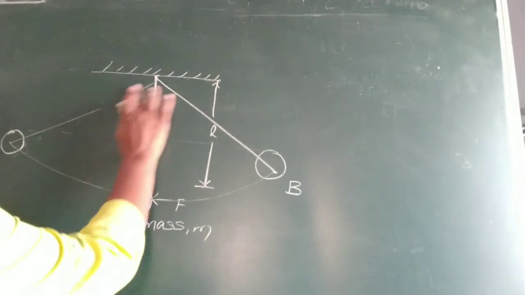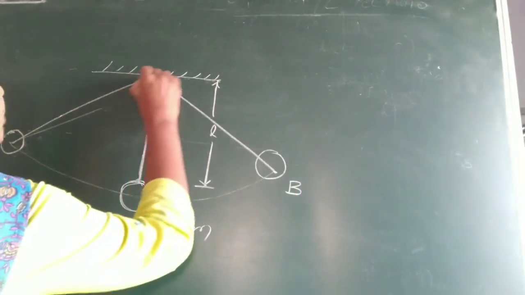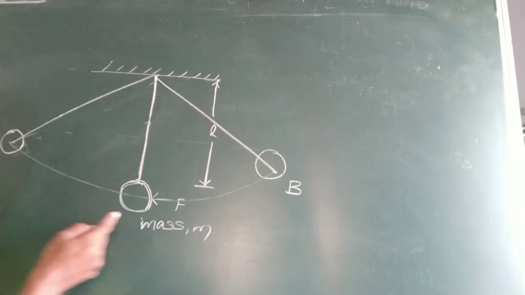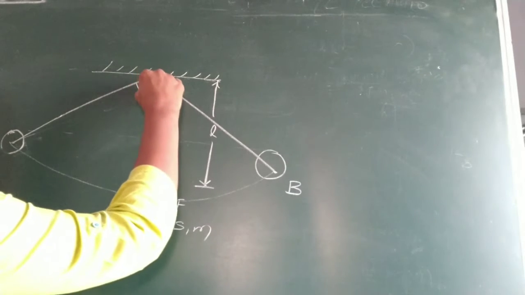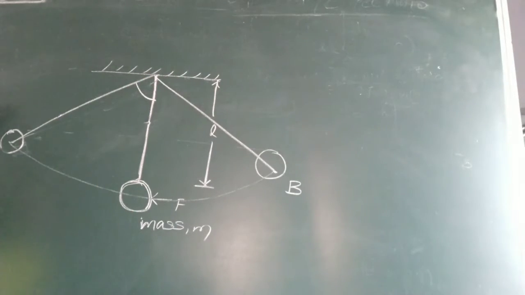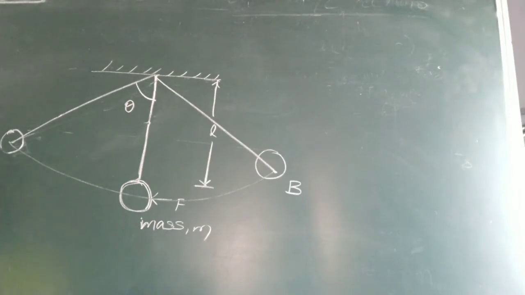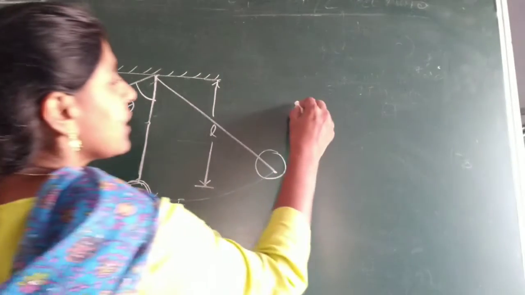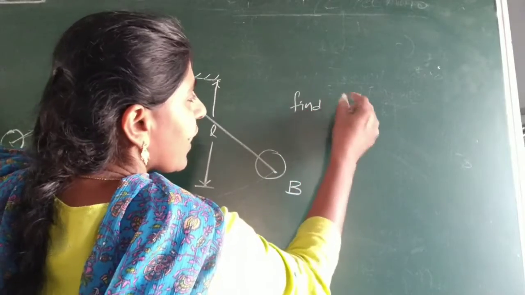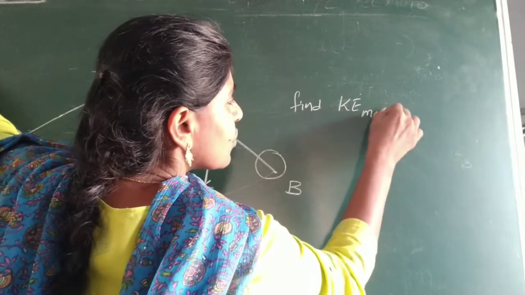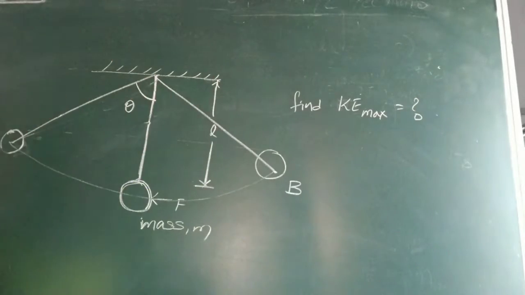So the question here is: if the simple pendulum has maximum angular displacement, meaning it has moved to the maximum position after which it cannot move further, and theta is the maximum angular displacement, then find the maximum kinetic energy. This is the question.